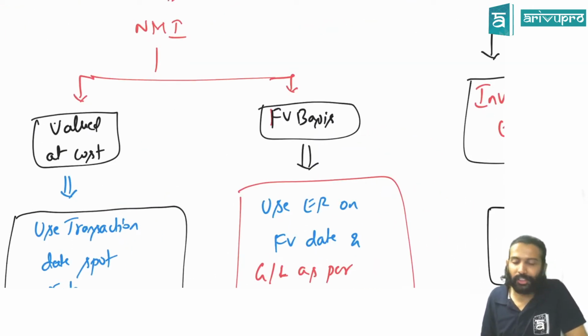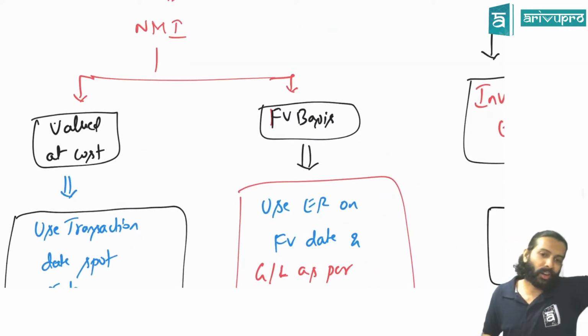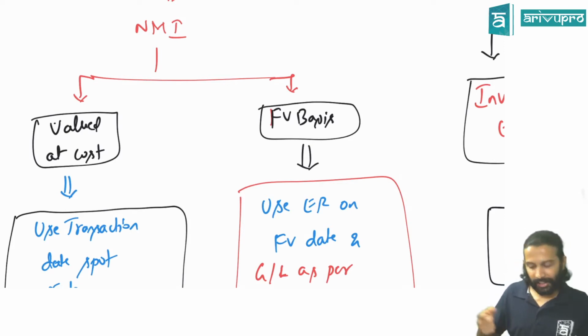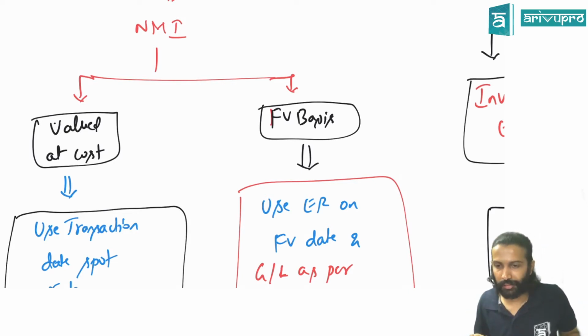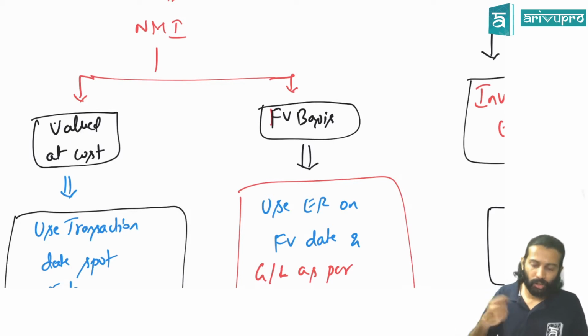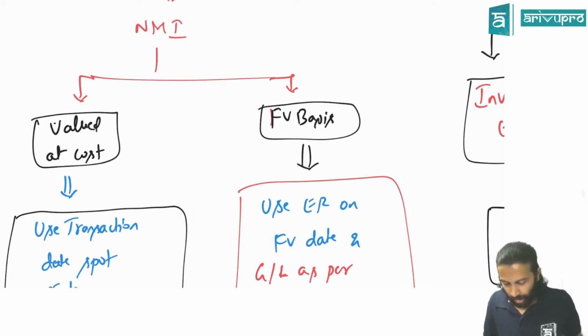Suppose you are valuing this non-monetary item at fair value. Initially you recorded it at the transaction spot rate. Later, if you find the fair value, now what do you have to do? You have to check on which day you found out the fair value and use the exchange rate available on the fair value date. Since the exchange rate is different now, there will be some gain or loss.